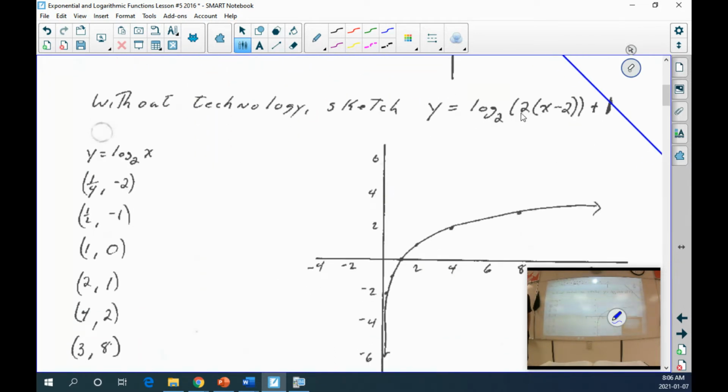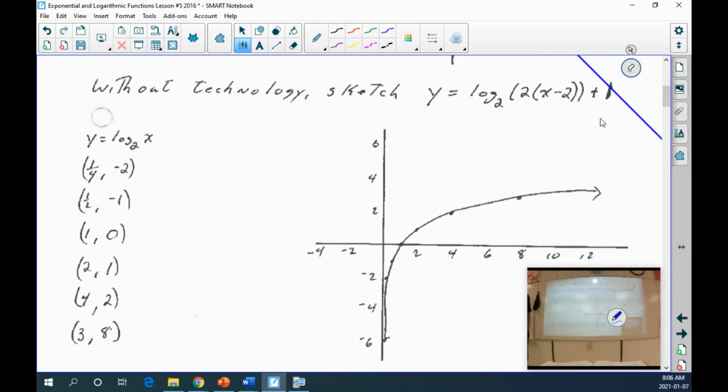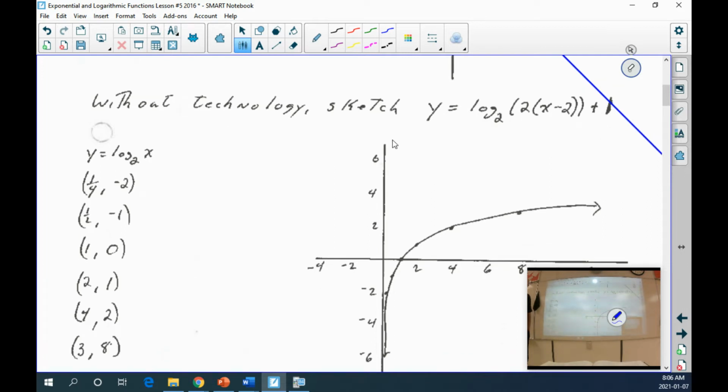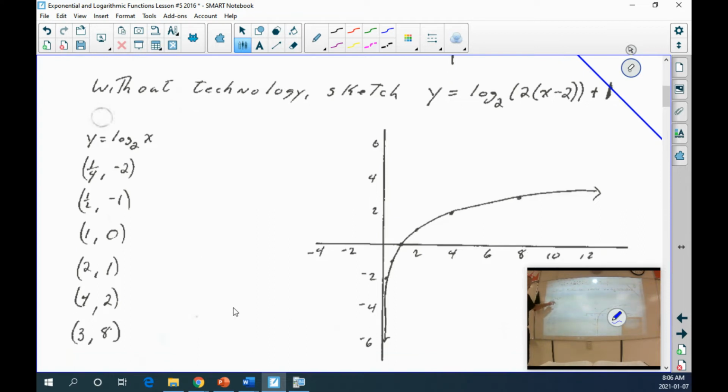Now here, again, we want to sketch without technology. Let's apply what we know. I have determined these points by using my function y is equal to log base 2 of x, the power of 2 that will get me to x. So if I have 1/4, I get out negative 2 and so forth. What I have here is a horizontal stretch by 1/2. I have to take the reciprocal of it.